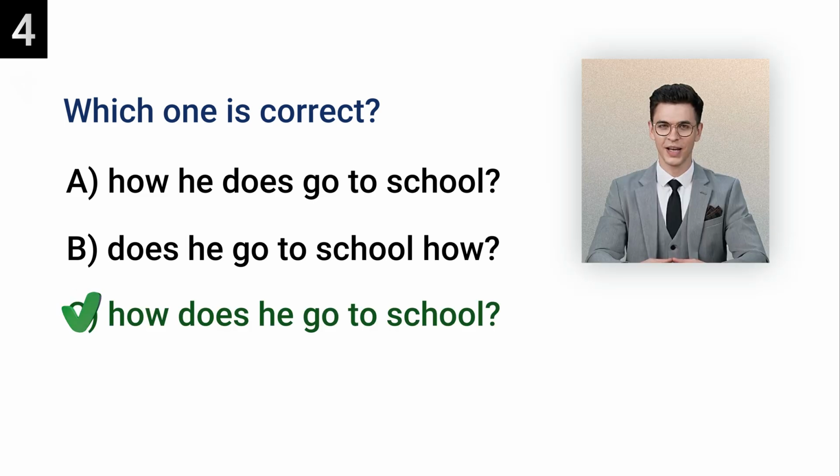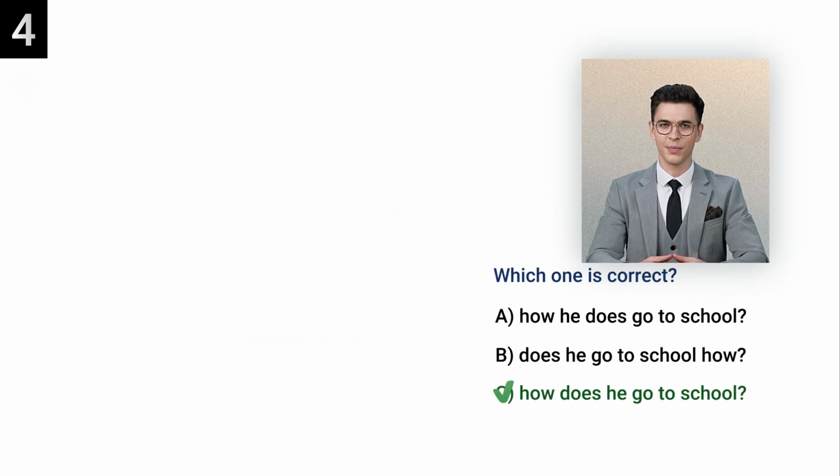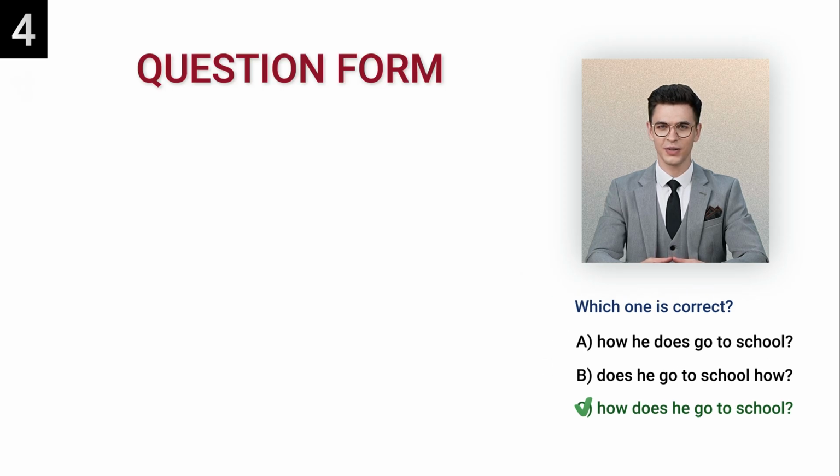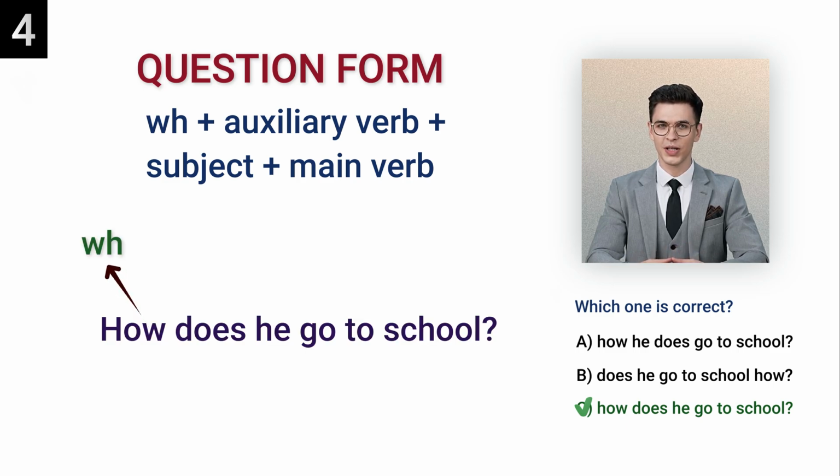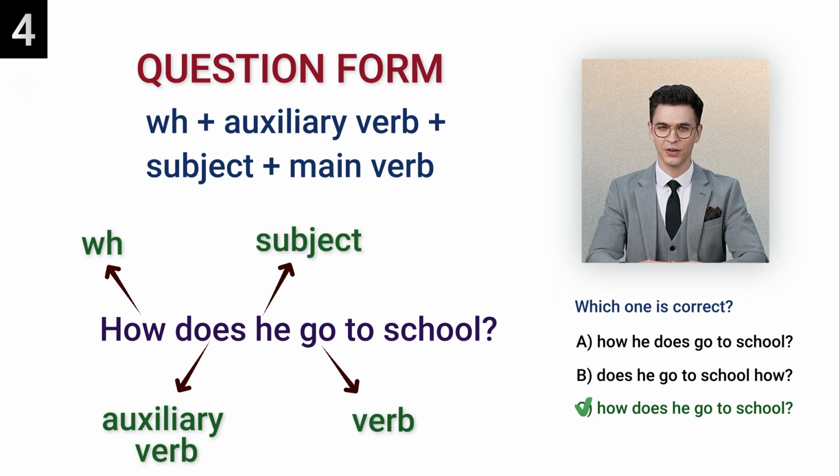The answer is how does he go to school? But why is question form in English always like this? We have a WH question word plus auxiliary verb plus subject plus main verb. In this case our WH question word is how, our auxiliary verb is does, subject is he and the verb is go, so how does he go to school?